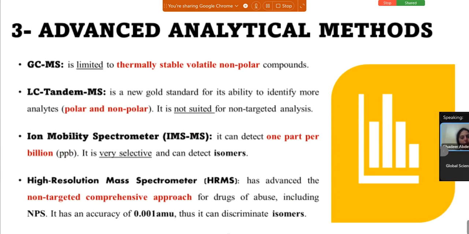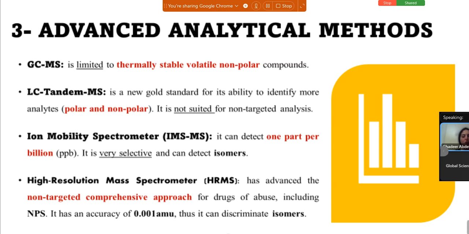As the GC-MS is limited to thermally stable, volatile, non-polar compounds, the LC tandem mass spectrometer has been considered a new gold standard for its ability to identify more diverse types of analytes, polar and non-polar compounds. However, it is not suited for non-targeted analysis. Ion mobility spectrometry can detect 1 part per billion, and it is very selective, thus it can detect isomeric compounds.